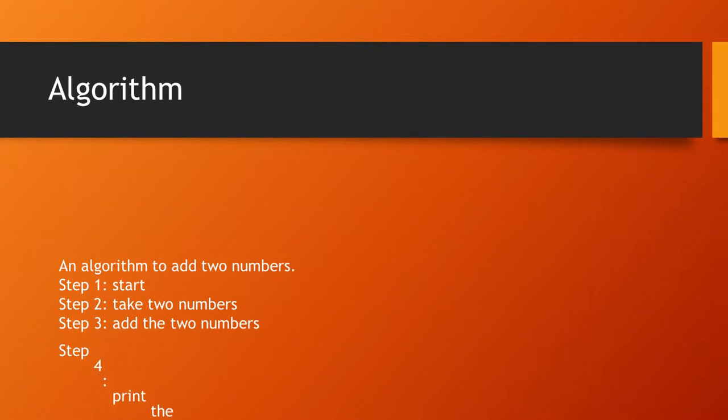Let's take one more example. Suppose you have to add two numbers in the computer. The first step will always be start and the last is always stop. So these two steps are fixed. Then the next steps depend on your problem. Your problem is to add two numbers, so you will first provide two numbers to the computer. Then you will give the instruction to add the two numbers. Then you will print the result. So these are the algorithm steps to be followed to add two numbers.